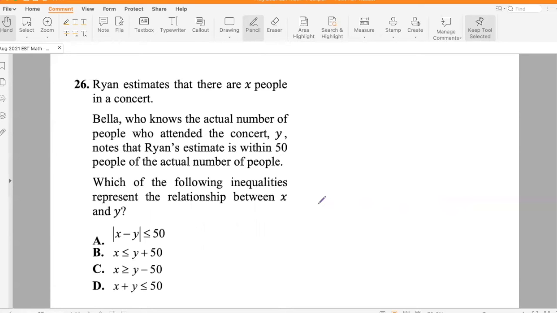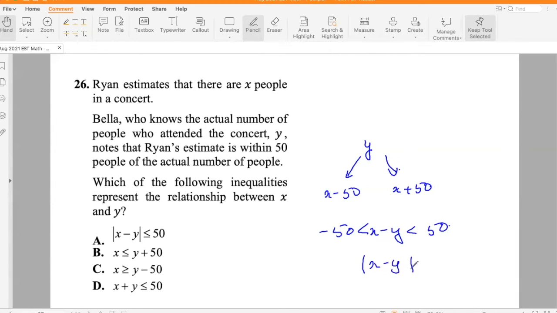Okay. So Ryan's estimate is within 50 people. So Y could be X minus 50, or it could be X plus 50, right? So the difference between X and Y could be from minus 50 to plus 50. So modulus of X minus Y should be less than or equal to 50. So option A.